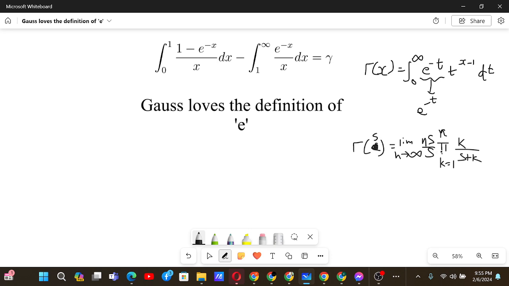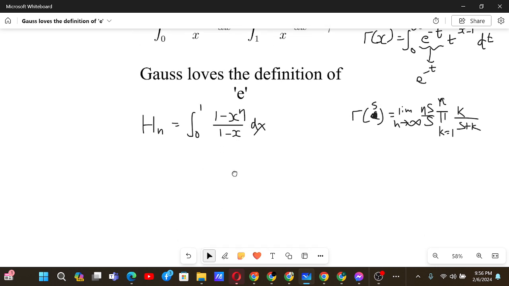So Gauss loves to derive formulas using the definition of e and get some pretty weird results, like this one for example. Gauss also derived this formula using the definition of e, and let's see how he did that. Basically he starts with Hn, which is the integral from 0 to 1 of (1 minus x to the power n) over (1 minus x) dx.